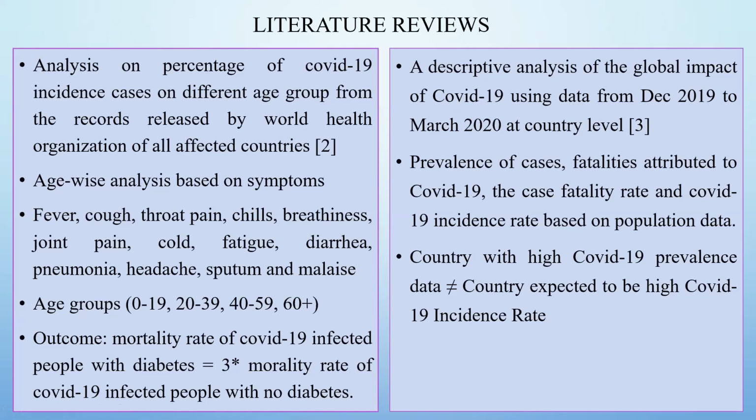Another one is a discrete analysis of the global impact of COVID-19, using data from December 2019 to March 2020 at the country level. It considered every country: prevalence of cases, fatality attributed to COVID-19, the case fatality rate, and the COVID-19 incident rate based on the population data. It plots on the map and shows line graphs, pie charts, such kind of things. The study stated that a country with high COVID-19 prevalence data does not seem to result in a high COVID-19 incident rate.